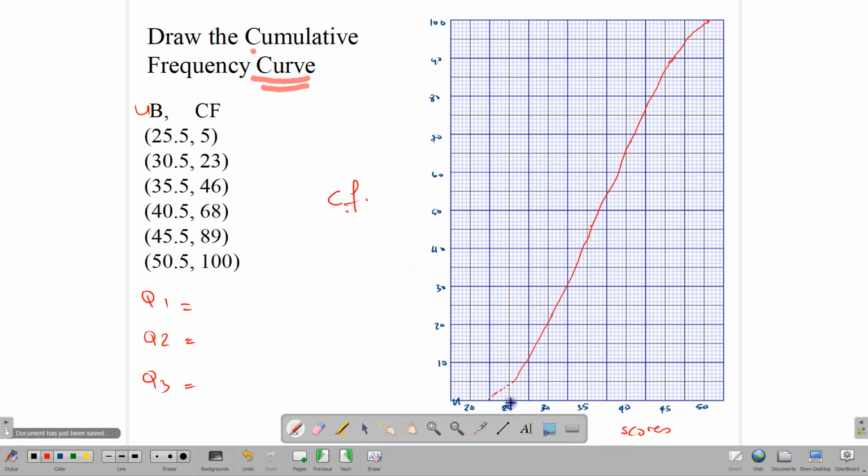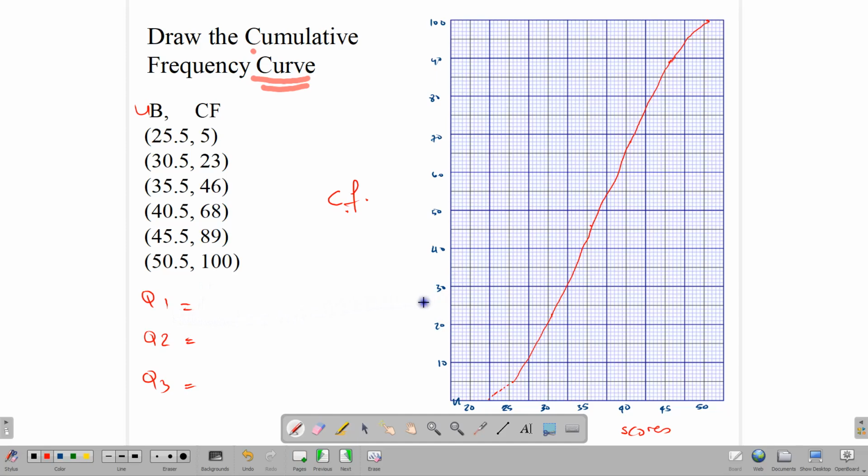Because every time you start here on the x-axis, touch the curve and go across, it tells you that that number of persons got less than this, or that number of things are less than this. So if we go from 30 here and go across, it would say 20 persons got less than 30 marks or something like that. So let's estimate our Q1.